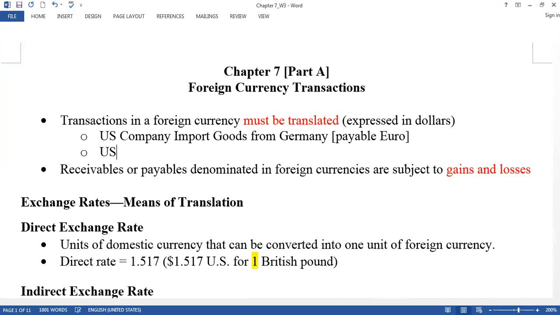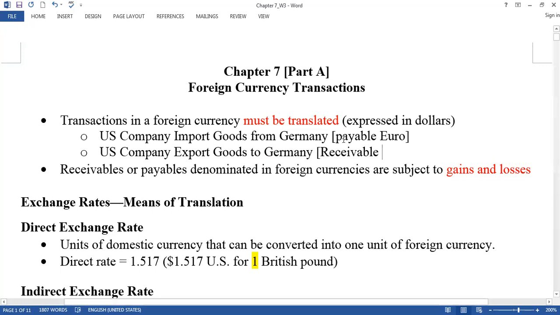In the other case, a US company exports goods to Germany. In this case, we have a receivable. So the German company will give us euro. And what we have to do? We have to convert euro to our dollar. So we have payable of foreign currency, we have receivable of foreign currency.